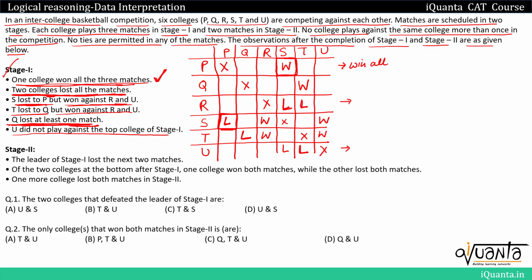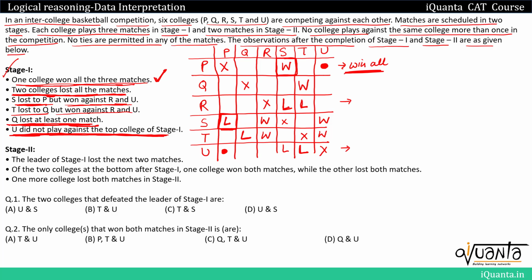But we still don't know against which team they are going to lose the matches. So let us try to find out which teams U is going to play against. In the last clue, we were given that U did not play against the top college of stage 1. So which will be the top college of stage 1? The college that is going to win all the matches, that means P. So U will not play a match against P. So wherever we do not have a match between 2 teams, I'll be putting a dot. So U is not playing against P, so I'll put a dot over here. P will also not be playing a match against U, so I'll put a dot over here also.